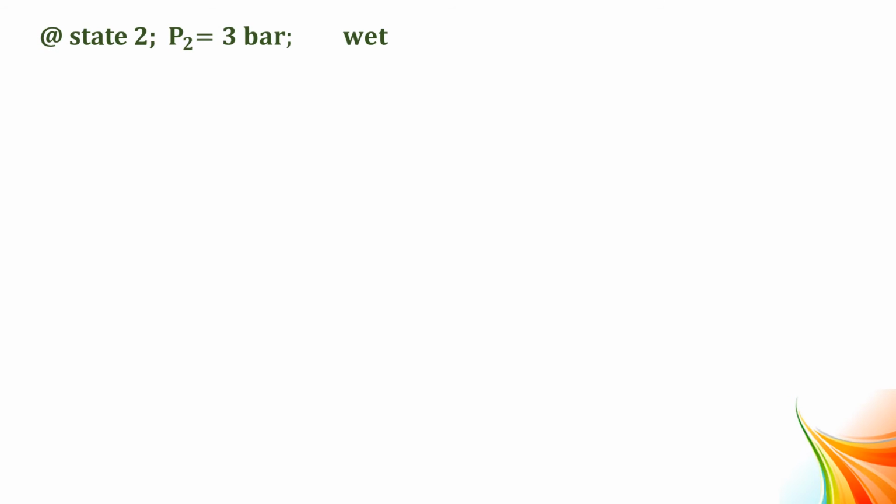At state 2, the pressure P2 equals 3 bar and the steam is in wet condition. So if the steam is wet, then immediately we have to find out the value of dryness fraction X2. For calculating the dryness fraction X2, we have to use the specific entropy equation S2 = SF2 + X2 into SFG2. The S2 value we have already calculated, which is 6.886 kilojoule per kilogram Kelvin.